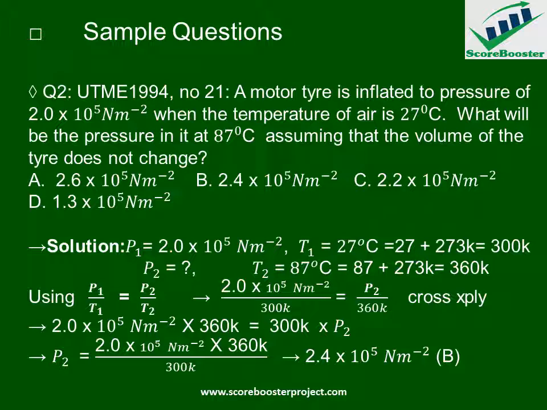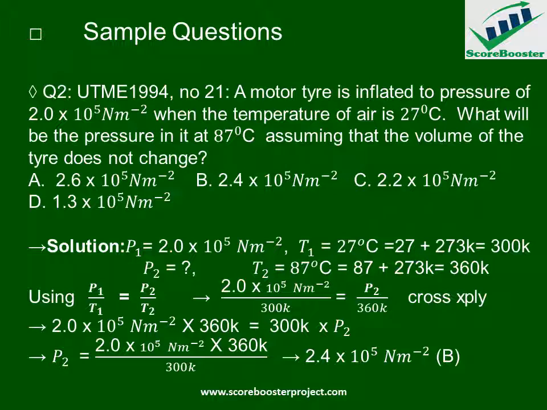Now on to solution. So the first step, as usual, is to write out the given parameters, and from the question we're given the initial pressure P1 to be 2.0 times 10 raised to the power 5 Newton per meter square.